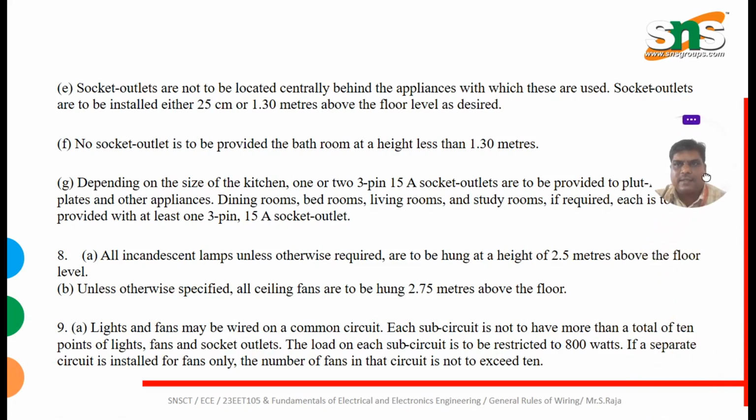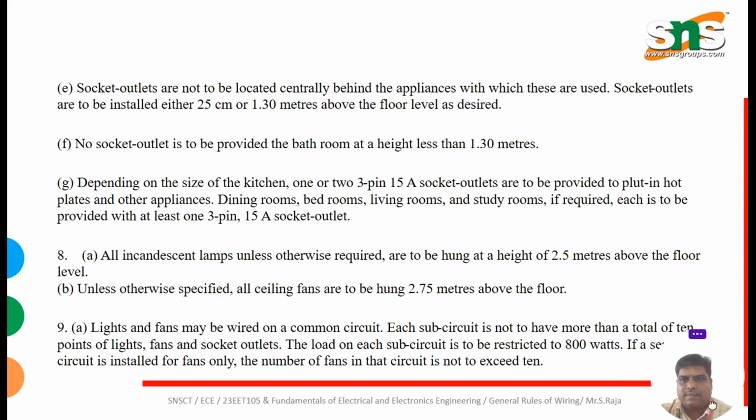Socket outlets are not to be located centrally behind the appliances with which they are used. Socket outlets are to be installed either 25 cm or 1.30 meters above the floor as desired. Next, if a socket outlet is to be provided in the bathroom, it is to be at a height of not less than 1.3 meters. Depending on the size of the kitchen, one or more 3-pin 15 ampere socket outlets are to be provided to plug in hot plates or other appliances.